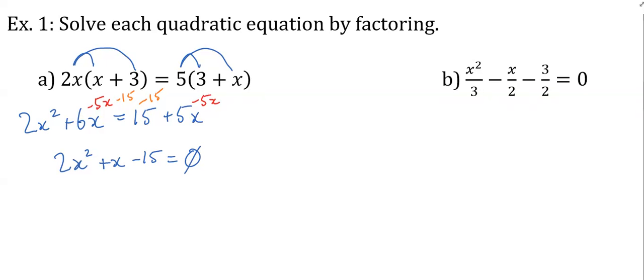Sometimes people think they've gotten rid of everything, so they don't need to write the other side anymore. They don't do equal 0, they just leave it blank or something. But remember, we're solving an equation. You always have to have a left side and a right side.